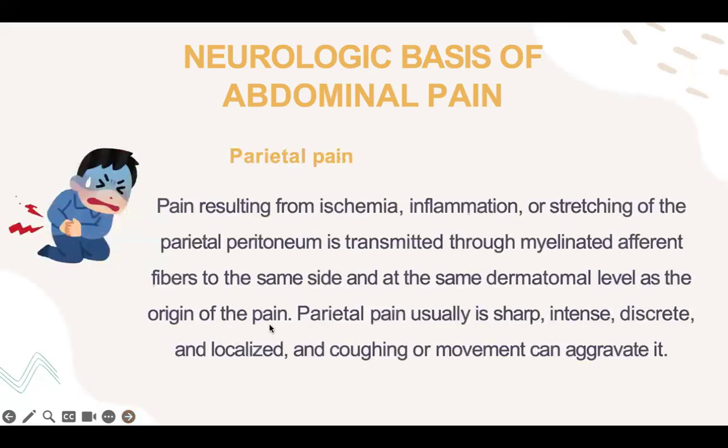Parietal pain is due to involvement of the parietal peritoneum or abdominal wall. Here the pain results from ischemia, inflammation, or stretching of the parietal peritoneum, and is transmitted through myelinated afferent fibers to the same site at the same dermatomal levels as the origin of the pain. Most of the time it is localized pain: sharp, intense, and discrete. Coughing and movement can aggravate this pain.